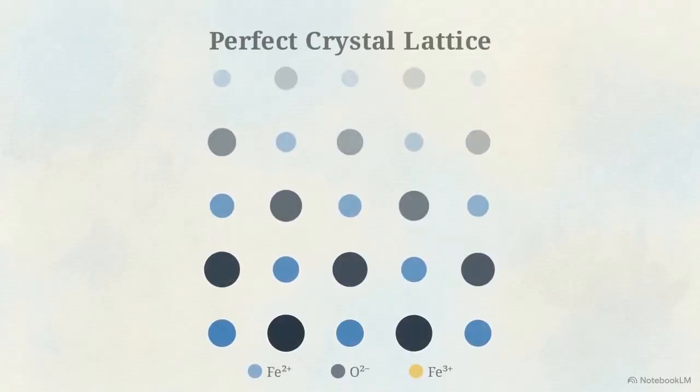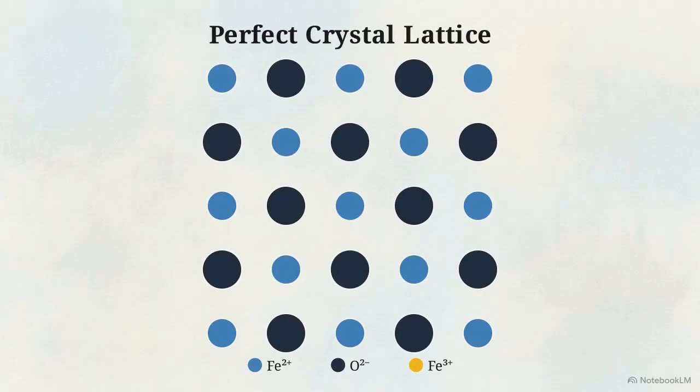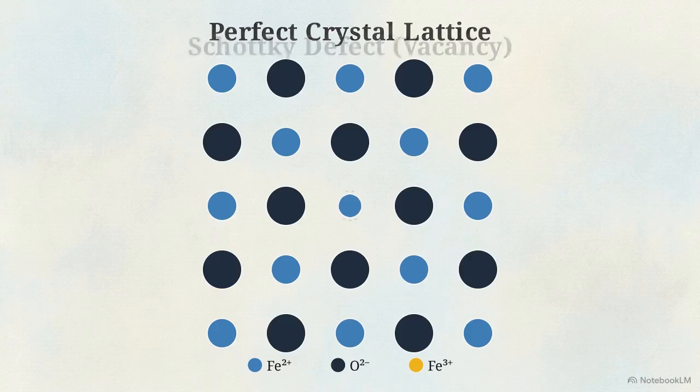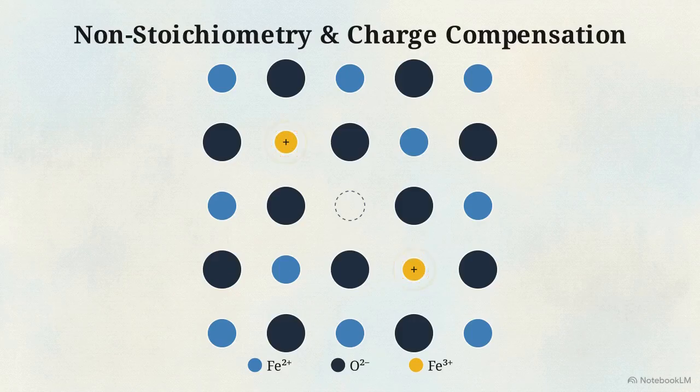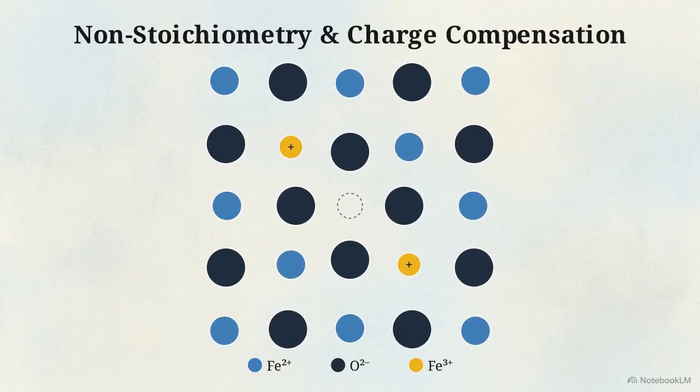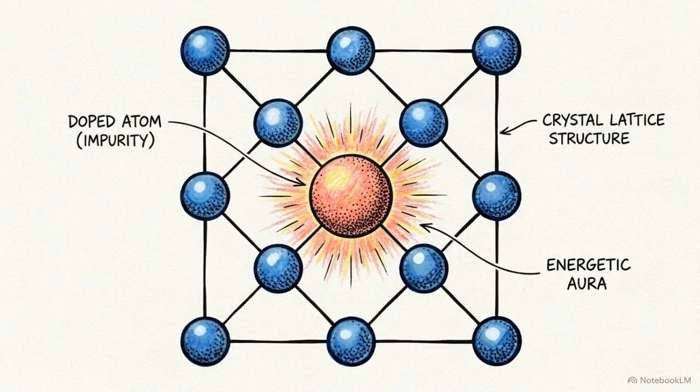The most common are point defects, specifically vacancies like Schottky defects, where an atom is entirely missing from its assigned lattice site. Transition metal oxides often exhibit non-stoichiometry, deviating from whole number ratios. To maintain electrical neutrality, the surrounding crystal must adapt its charge. Material scientists use a process called doping to intentionally force foreign atoms into the crystal lattice, mimicking these natural defects.